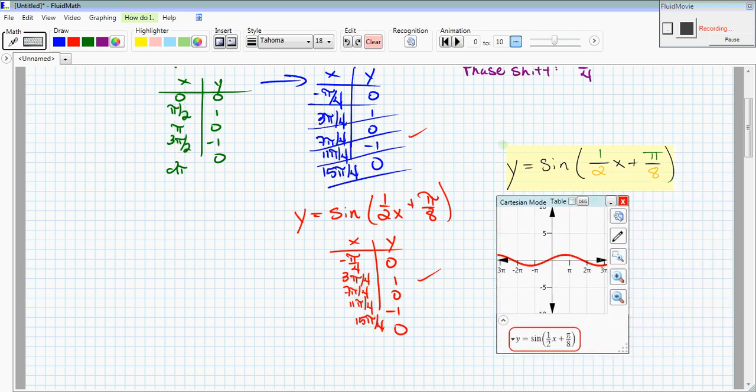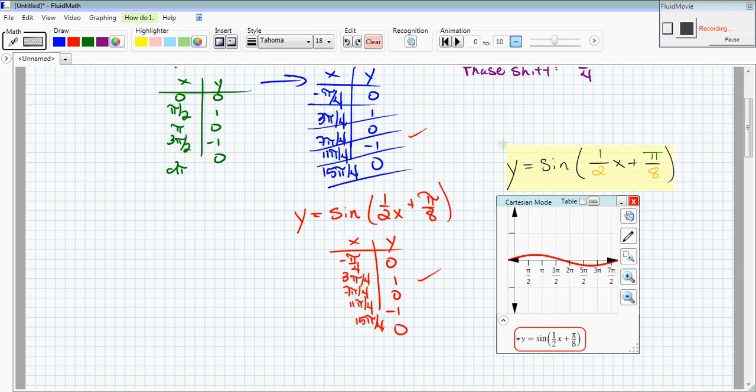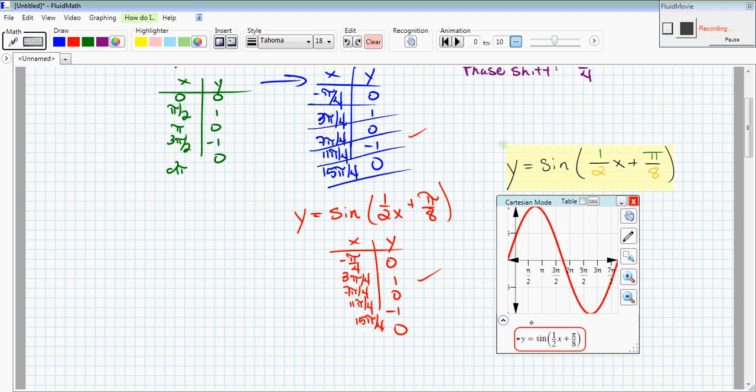Alright, so if we're going to change our window here, let's change this to 15 pi over 4. I don't think that's reading correctly. There we go. Okay, so we have that. Let's change this to a negative pi over 4. So we have that. And let's change the amplitude from 1 down to negative 1. And what we have here is we definitely have one full cycle.